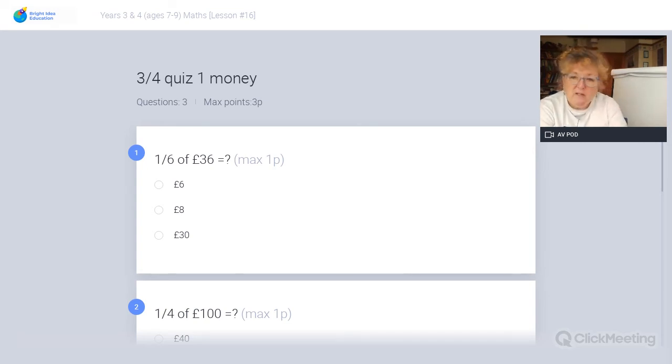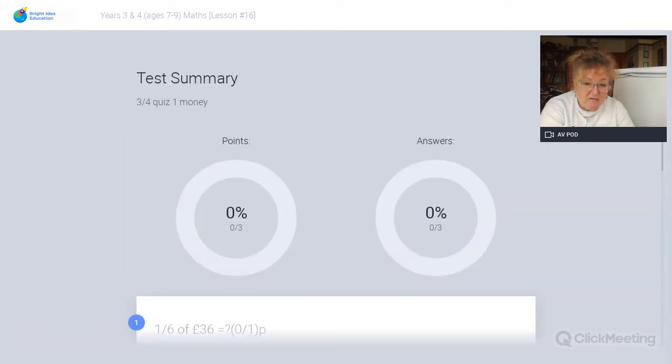3/8 of 40. Well, what is 1/8 of 40? 8 whats of 40. Again, we need to know our tables like that. 8 5s are 40. So 1/8 of 40 is 5. 2/8 of 40 is 10. 3/8 of 40 is 15. Okay, 3/8 of 40 is 15. So I've gone through those. I'm going to end voting. I'm going to share results.